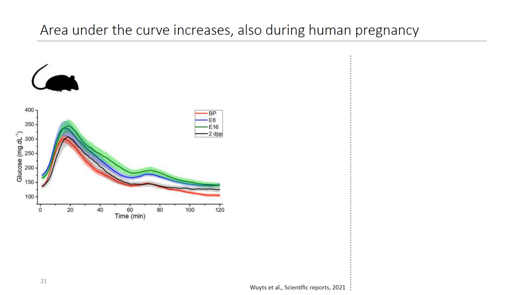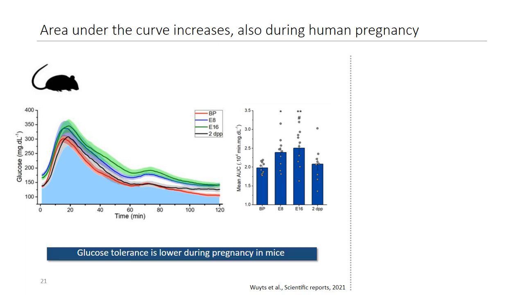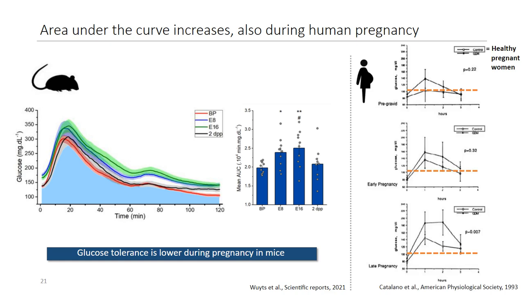If we then analyze these glucose tolerance tests, we first looked at the area under the curve, and we observed that there is an increase of area under the curve during pregnancy compared to before and after pregnancy. This means that the glucose tolerance is lower during pregnancy in healthy mice. And if we compare this with some data that we have available in pregnant healthy women, we also observe that the area under the curve increases during pregnancy compared to before pregnancy.